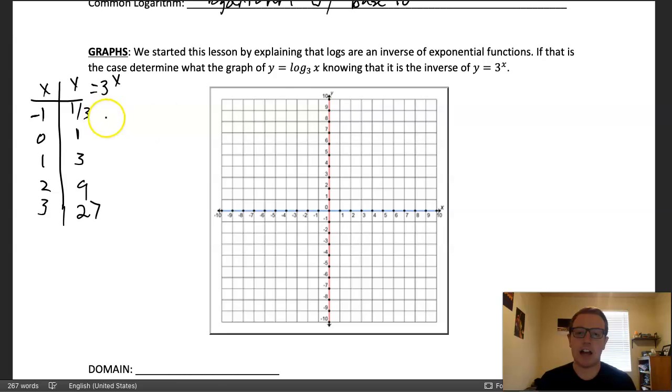So let's go ahead and graph our original function, or its inverse, which is y is equal to 3 to the x. Right, this is the inverse of our logarithm, but that means we can use this to find the actual answer to the logarithm. We get something that looks like this.